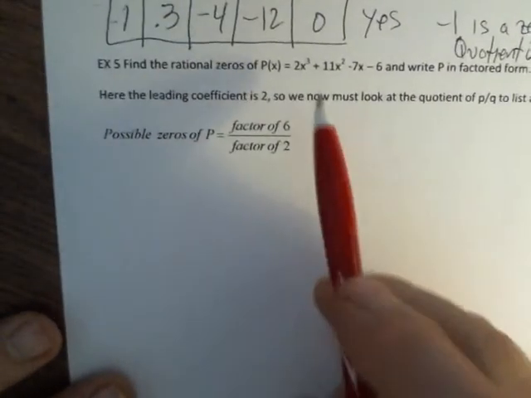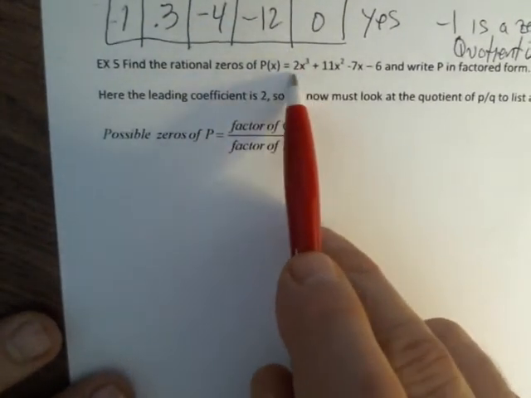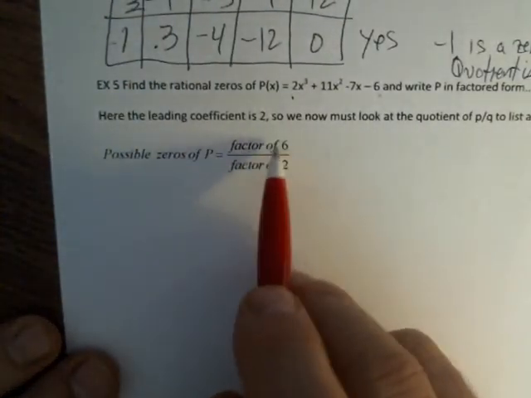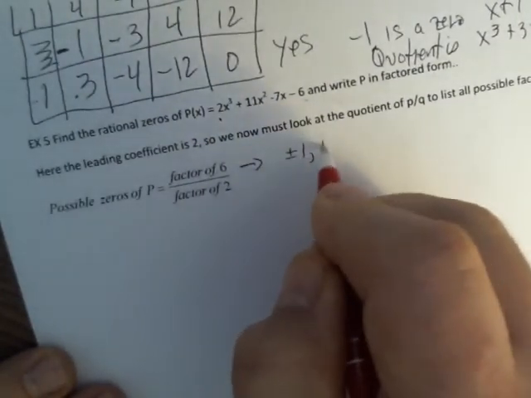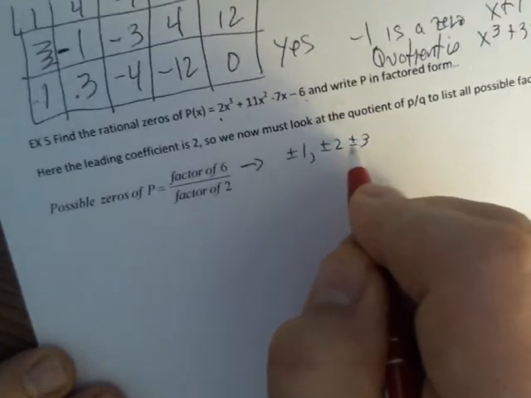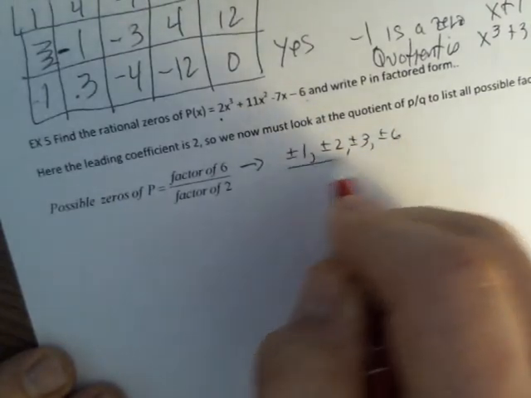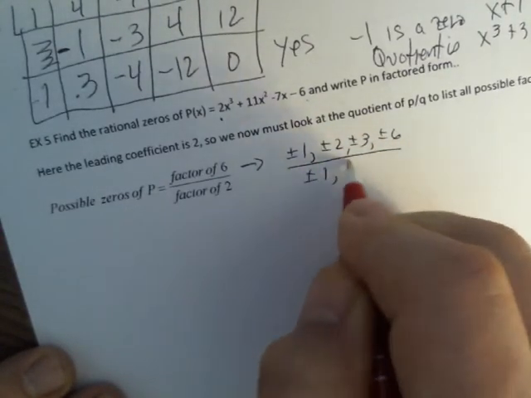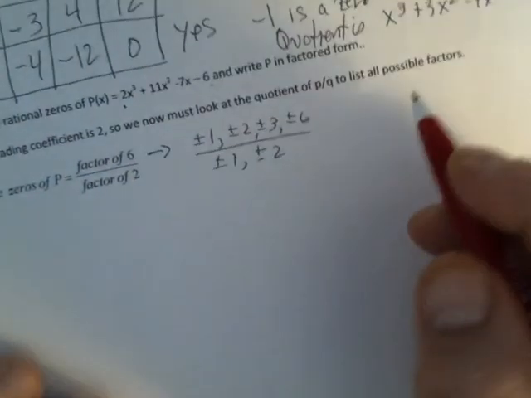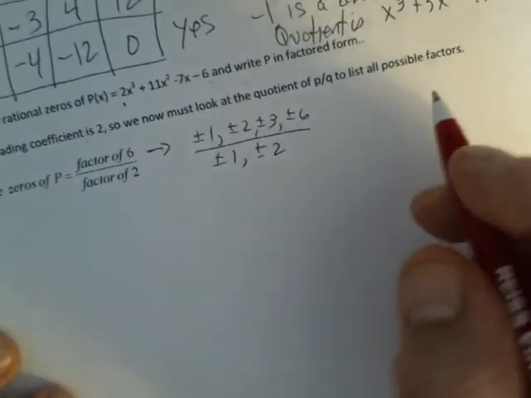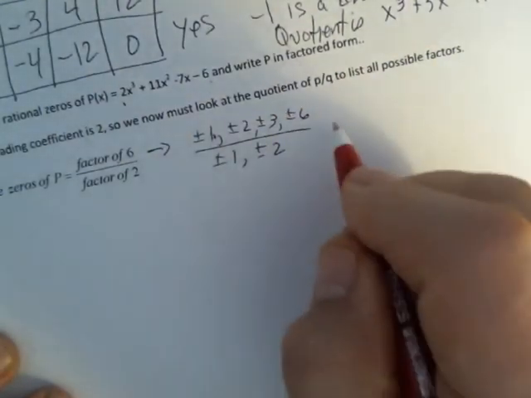All right, this last example here, we do have a leading coefficient of 2. So your potential zeros here are factors of 6 over factors of 2. And this is positive negative 1, 2, 3, and 6 over positive negative 1, positive negative 2. So here's where we form our fractions. And we go 1 over 1.